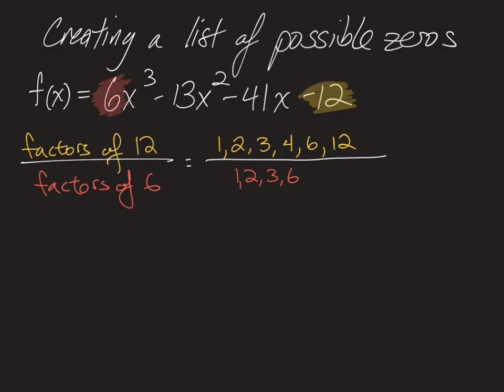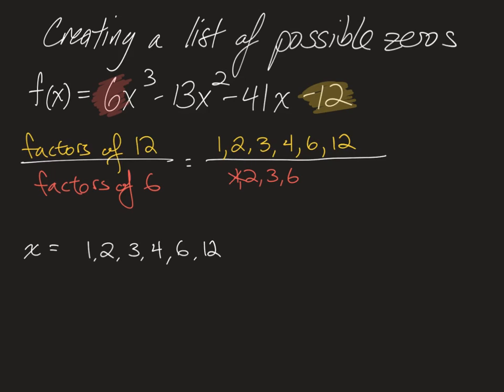But since we have multiple factors here in the denominator, here's how you have to go about doing it. I'm going to first go through and divide every single number in the numerator by 1. And usually you start with 1, it's the easiest one to work with. So right now, I know my possible zeros list is going to be 1, 2, 3, 4, 6, and 12, and it's going to start here. All right, now I'm done dividing by 1.